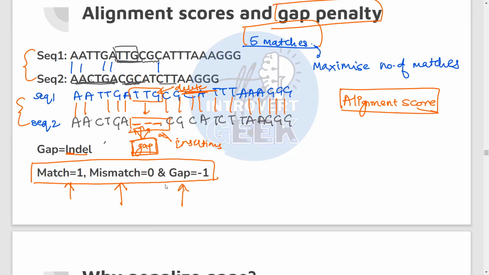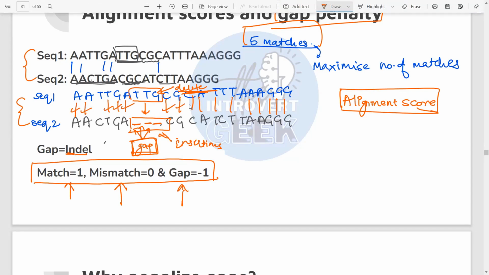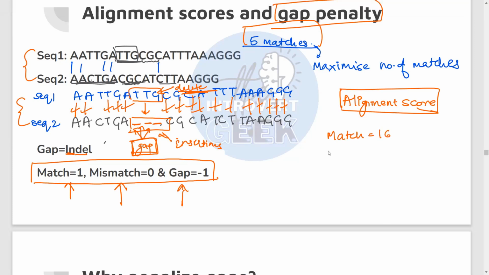And gap, because obviously if you're adding a gap, you have to account for that gap. Otherwise, we can just keep on adding gaps to maximize alignment score. So how many matches do we have? 1, 2, 3, 4, 5, 6, 7, 8, 9, 10, 11, 12, 13, 14, 15, 16. Okay, so match is equal to 16. So you have 16 points over here.